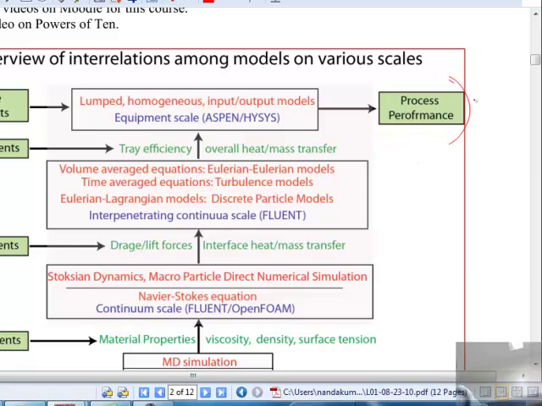It could be a distillation column, it could be a reactor, a fluidized bed reactor. I want to know how well does it perform? What is its efficiency? What is its separation efficiency? Etc. How do you normally do this in the undergraduate program? And how is this course going to enhance that knowledge that you have?